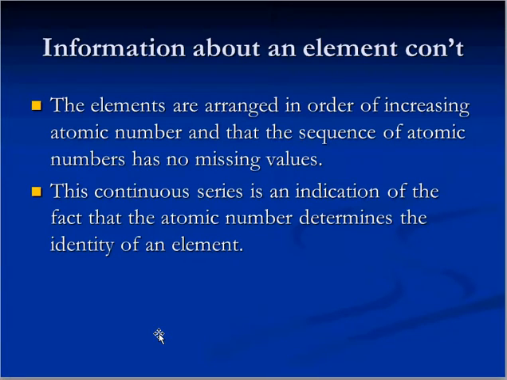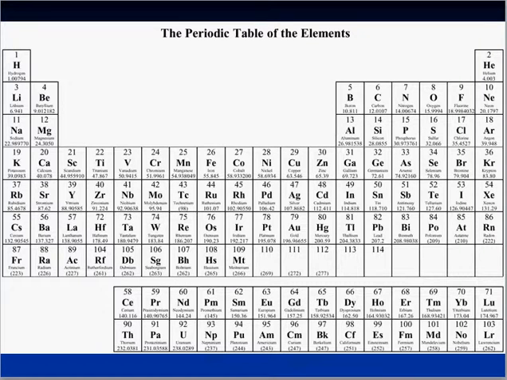A little more information about elements. The elements are arranged in order of increasing atomic number, and the sequence of atomic numbers has no missing values. This continuous series is an indication of the fact that atomic number determines the identity of the element. Looking back at my periodic table, I can see that my numbers go from 1 to 2, 3, 4, and so on. In a later lecture, we'll talk about why this large gap exists at the top of the periodic table, and why we pull these two rows out from the middle of the periodic table.